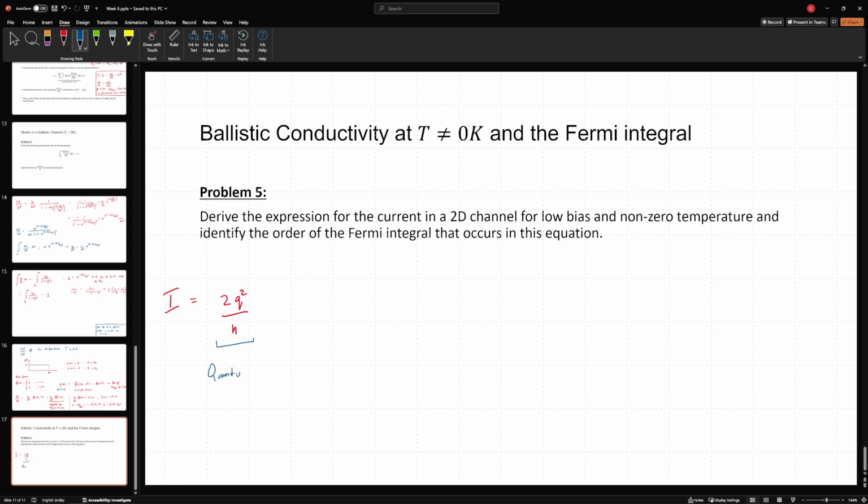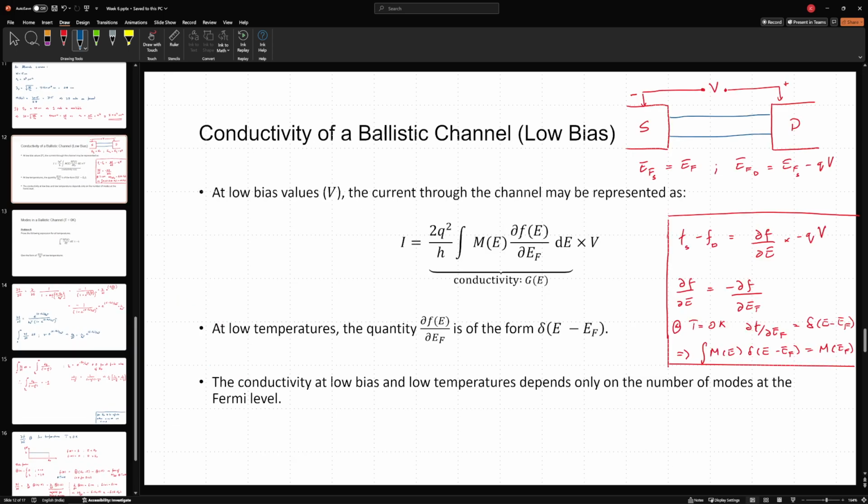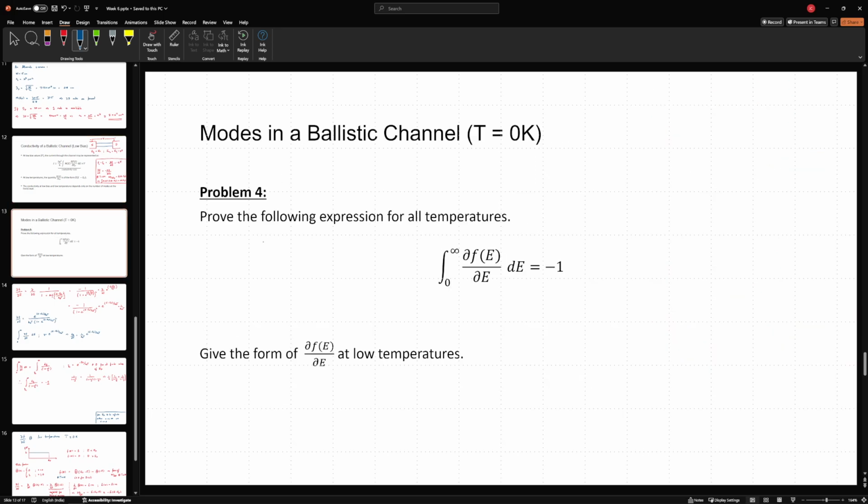Why is this called the quantum of conductance? Because when I'm evaluating the current at low biases, I'm going to have this quantity multiplied by the number of modes, because this is a mode density function. This is the specific number of modes at a given energy, and this is actually a probability distribution function depending on the temperature. Because this quantity integrates to -1, the negative of this quantity integrates to 1.